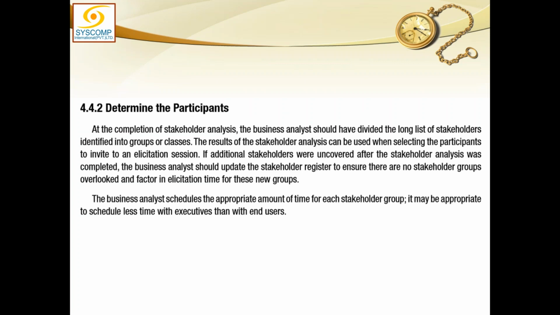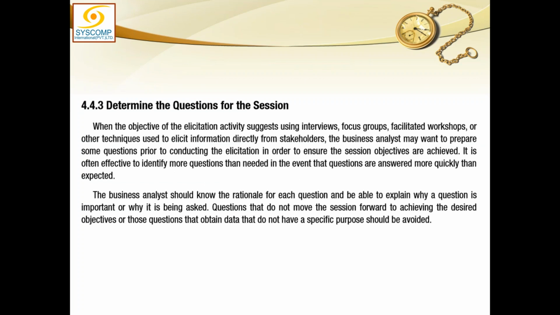Then you determine the participants, who are all the stakeholders from whom you have to collect this data. At the completion of stakeholder analysis, the business analyst should have divided the long list of stakeholders identified into groups or classes. The result of the stakeholder analysis can be used when selecting participants to invite to an elicitation session. If additional stakeholders were uncovered after the stakeholder analysis was completed, the business analyst should update the stakeholder register to ensure that no stakeholder group is overlooked, and factor in elicitation time for those new groups. Then is to determine the questions for the session.